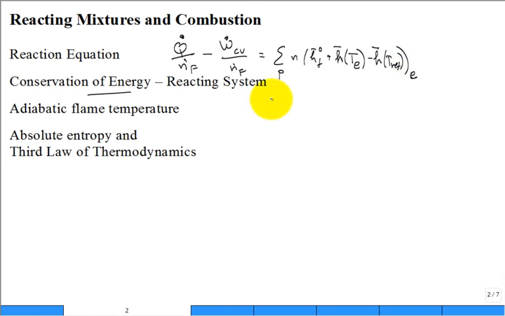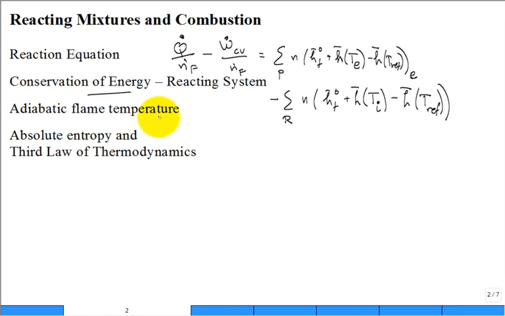So that'd be like over all of the exiting products. And then you have minus the sum over all the reactants. Put an R down here. Stoichiometric coefficient, enthalpy of formation, the molar enthalpy at the temperature of the incoming reactants minus the molar enthalpy at the reference temperature. That reference temperature was 25 C, 298 Kelvin.